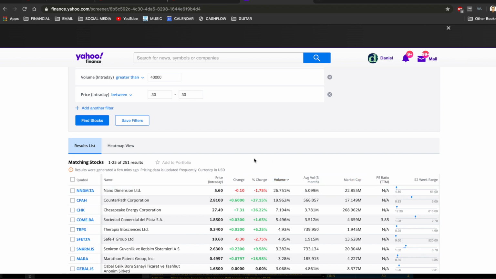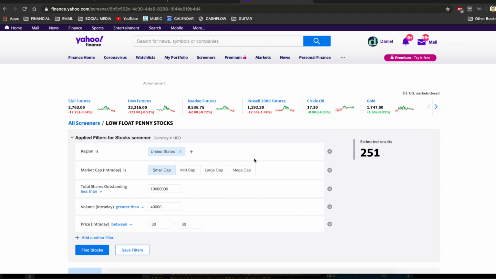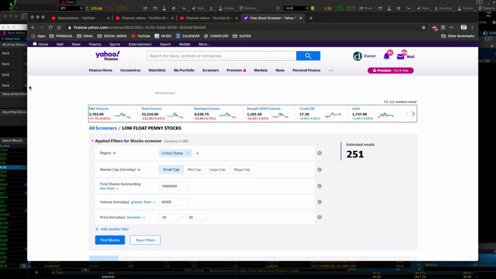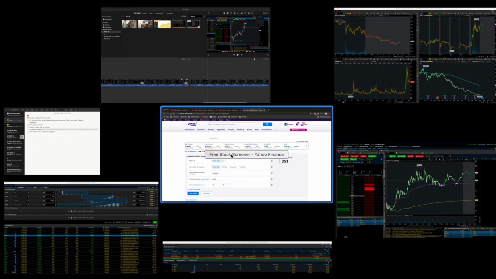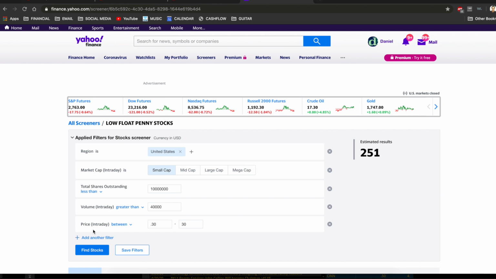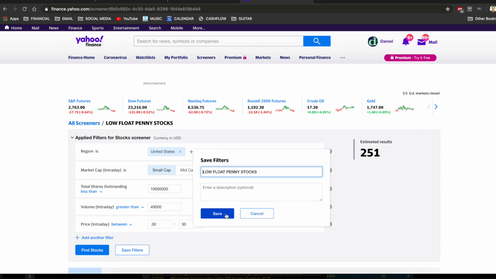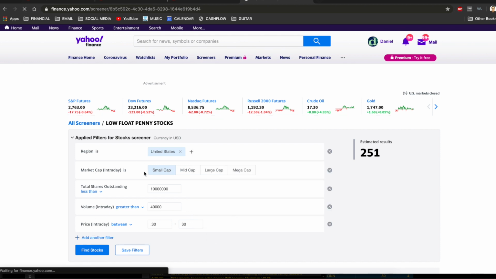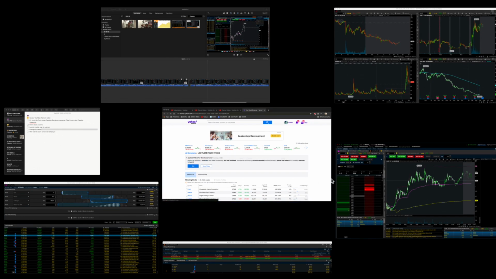But there you have it for Thinkorswim and the free Yahoo Finance. Thinkorswim is also free, but I prefer Thinkorswim over the Yahoo Finance. You could save the filter if you want. I have an email for this. But yeah, just check it out. You know, you could do your own screener.